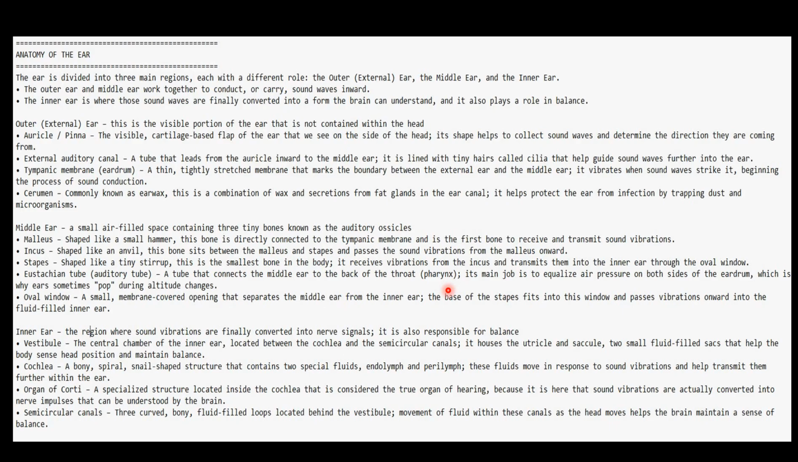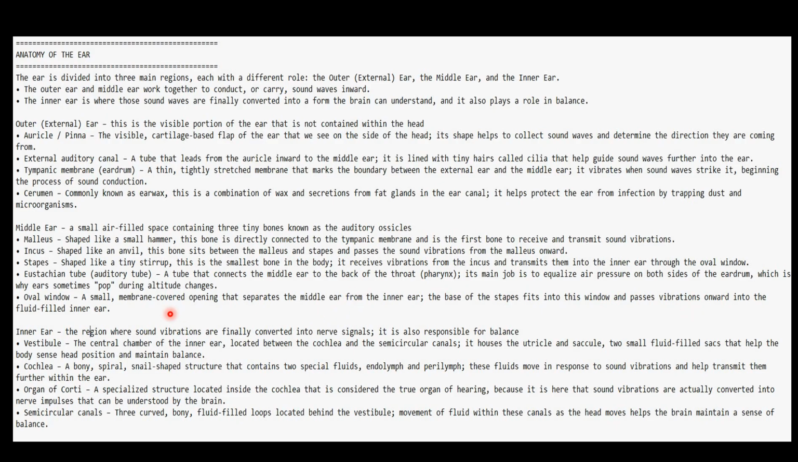And the main role of this tube is to equalize the air pressure on both sides of the eardrum, which is why ears sometimes pop during altitude change. So when the ear pops because of altitude change, this part is mainly responsible for it. Okay, then another term we have is the oval window. It's a small membrane-covered opening that separates the middle ear from the inner ear. The base of the Stapes fits into the window and passes vibration onward into the fluid-filled inner ear.